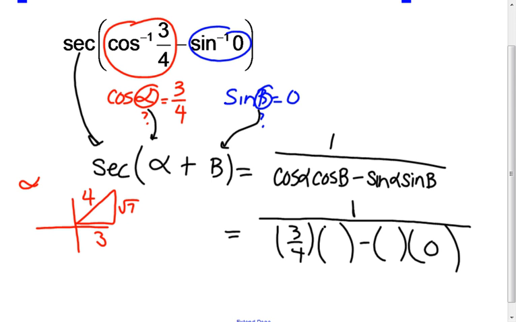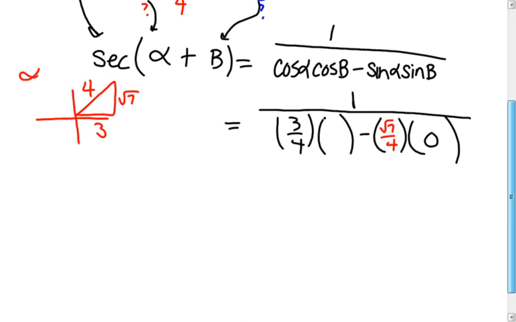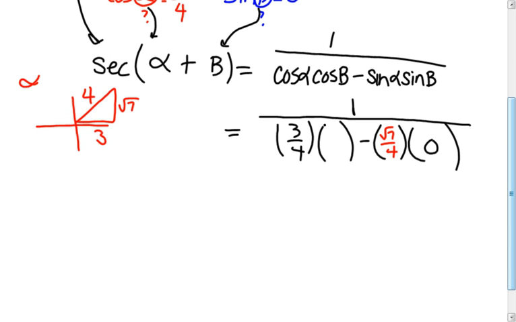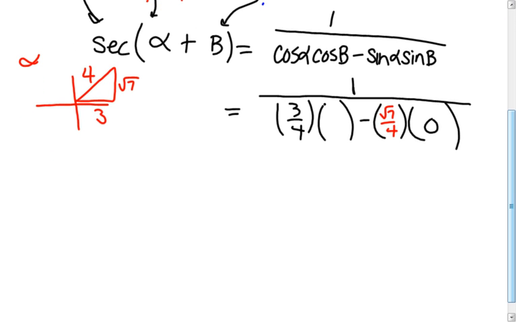All right. So now I can plug in sine at alpha. So sine at alpha is your y value over your r value, and that will be √7 over 4, or opposite over hypotenuse, if you want to think of it that way. Okay, then I still don't know what cosine at beta is. And so at the beginning, it told me that sine at angle beta was 0.